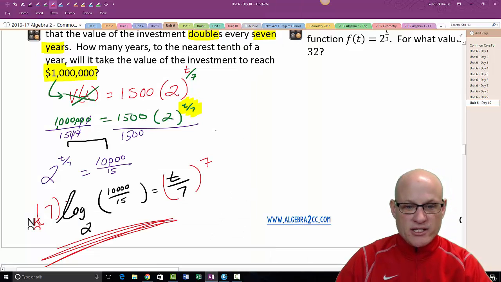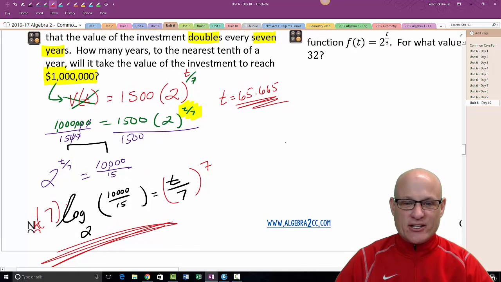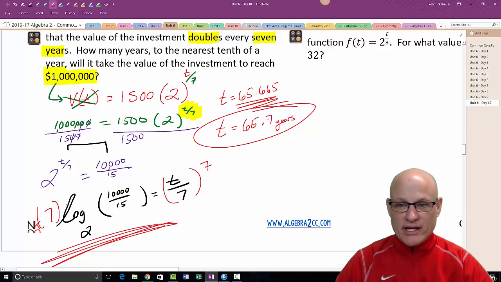65.665 years. So t equals 65.665 years. So I need to figure out what I want. Rounded to the nearest tenth of a year. So time is equal to 65.7 years to reach $1 million.